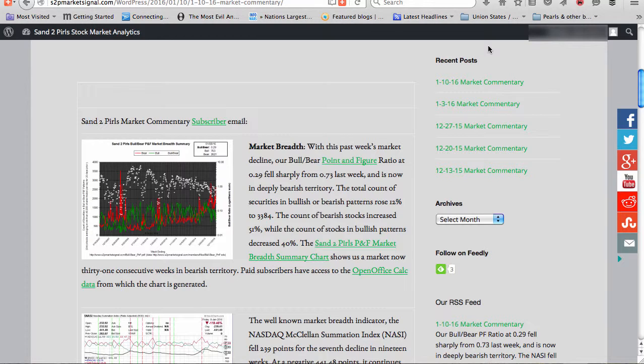The Sandhu Pirls PNF Market Breadth Summary Chart shows us a market, now 31 consecutive weeks, in bearish territory.